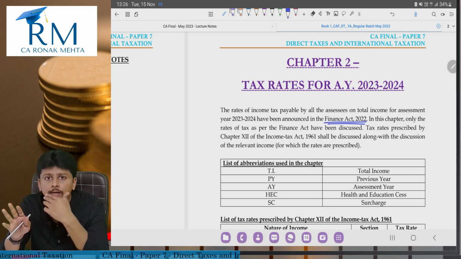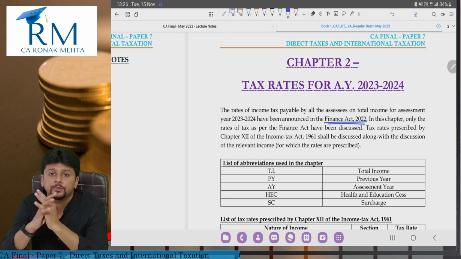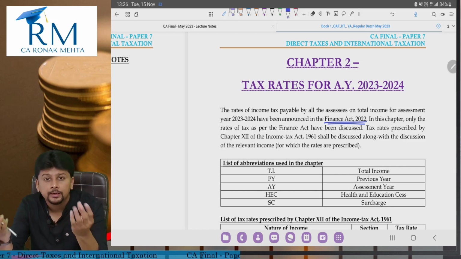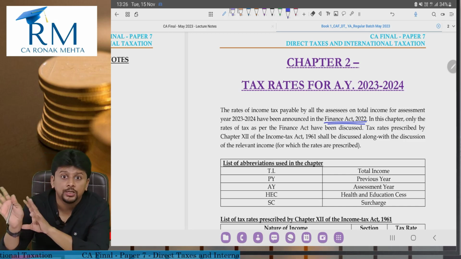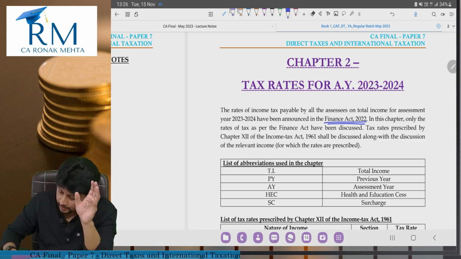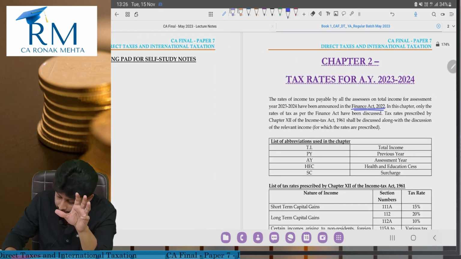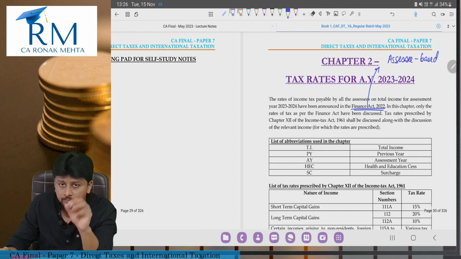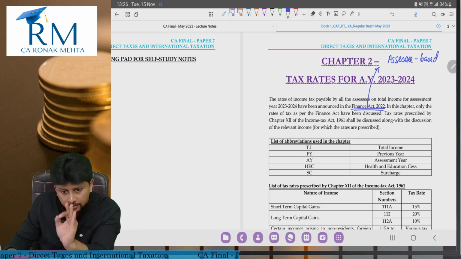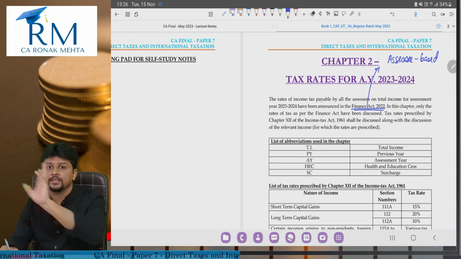Right now I am talking about general rates of tax. Rates of tax which are announced as per the budget, which apply to salary income, house property income, PGBP income, IFOS income, not those special tax rates. Tax rates that I am doing as per the Finance Act are assessee based. So it becomes very convenient if you think from an assessee's perspective. Who is the assessee? And according to that you understand the rate of tax.